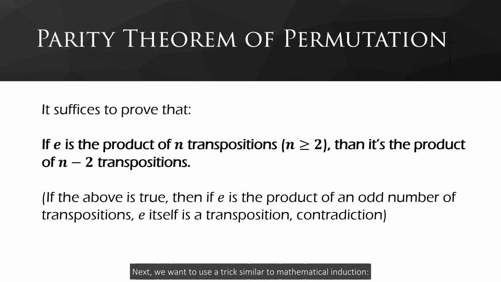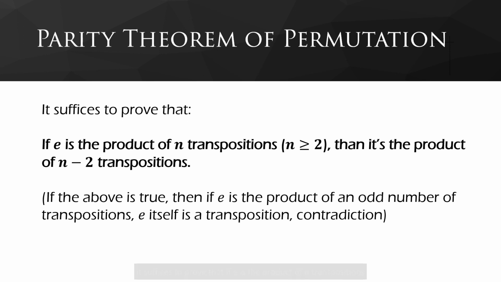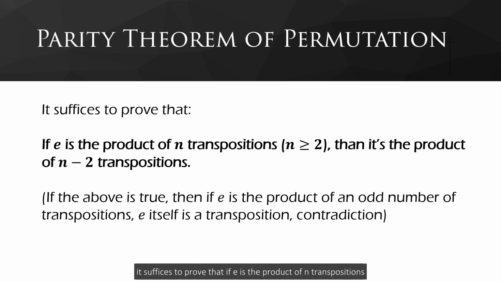So next we want to use a trick similar to mathematical induction. It suffices to prove that if e is the product of n transpositions where n is larger than 2, then it's also the product of n minus 2 transpositions. If we can prove that this is true, then if e is an odd permutation, then e itself will be a transposition, which is absolutely wrong.